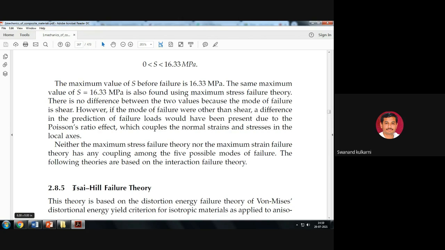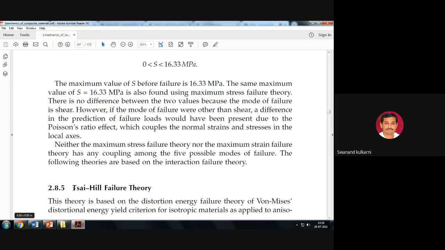Is it okay? With the basis of this maximum energy of distortion theory, this von Mises concept, which was used for the distortional energy yield criteria for isotropic material, that is applied by Psi-Hill for anisotropic material. For this composite lamina, when we use this concept of composite material, obviously orthotropic, anisotropic, those concepts get bound with this particular concept of material property.